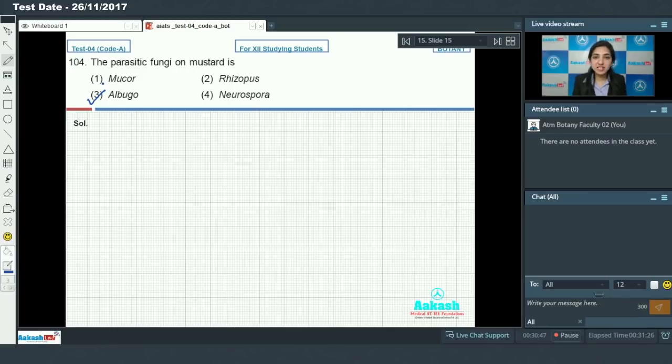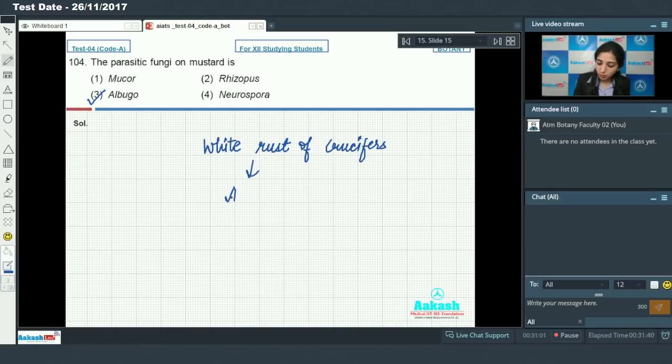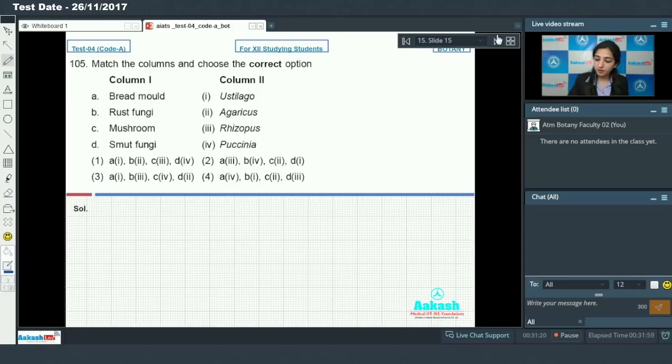Albugo is a member of class Oomycetes which is responsible for causing white rust of crucifers. It is caused by Albugo candida. Okay. So answer to this question is option number 3. Moving on to the next question, that is question number 105.